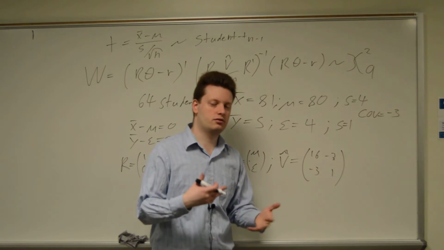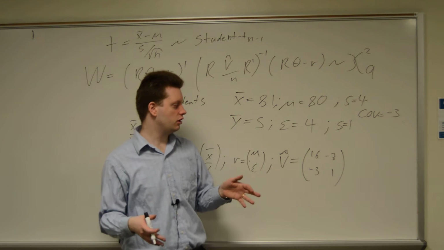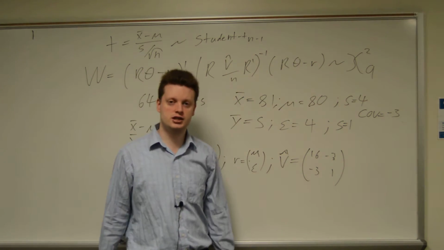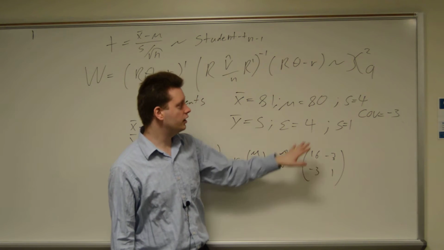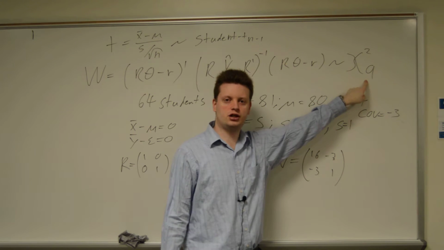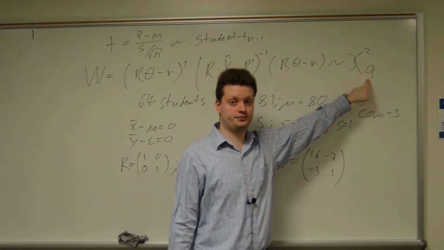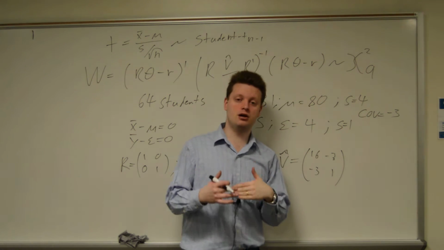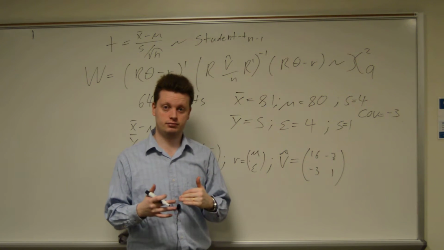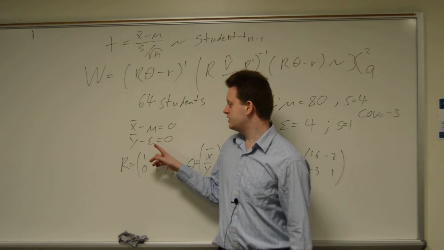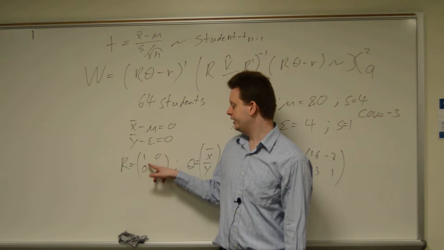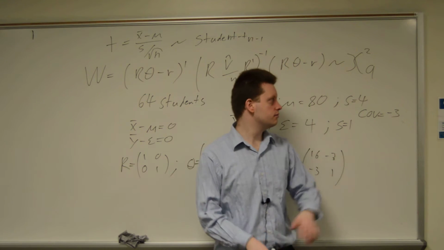Now I need to do some crunching of the numbers to actually get what the value of this Wald statistic is, and then I can compare it to the chi-squared distribution with q degrees of freedom. Now what is this q? This q is the number of equations that I test simultaneously. So in this case, I test two equations. And because I test two equations, I have q equals 2.